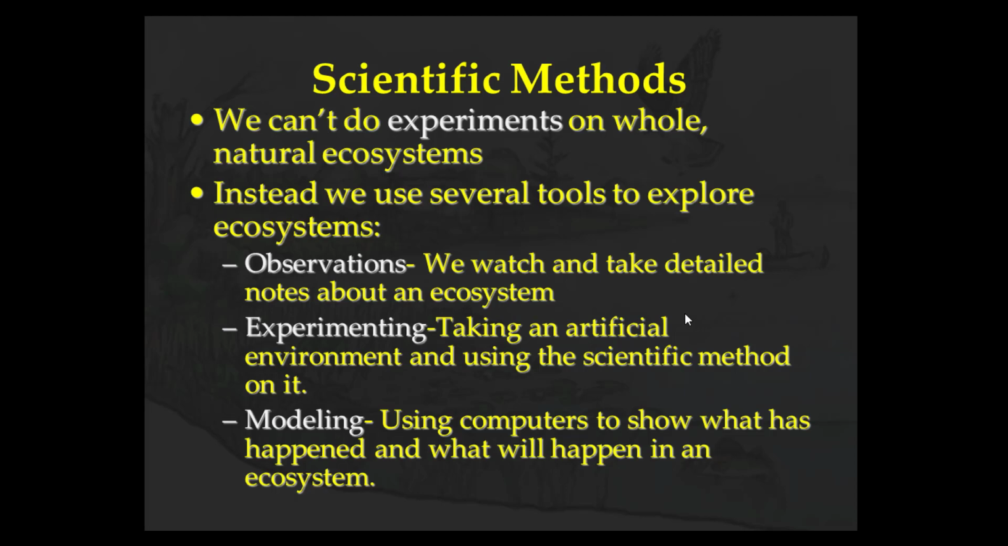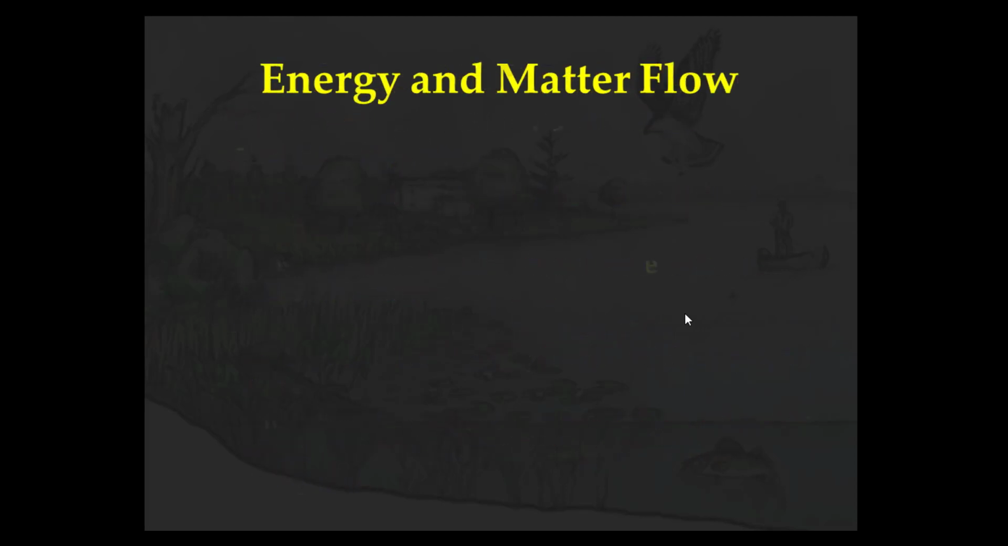The next is the use of computers to show what has been happening and what will happen in an ecosystem, called modeling, to predict what the climatic condition will be and how the food reservoir will be in the coming 20 or 30 years. So modeling helps you predict what will happen in the future and what has happened in the past.